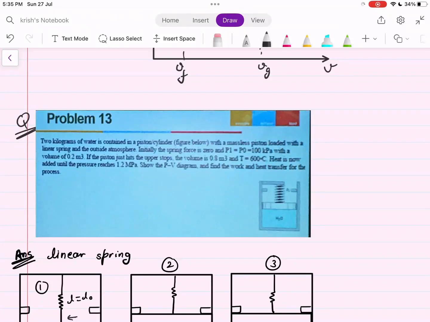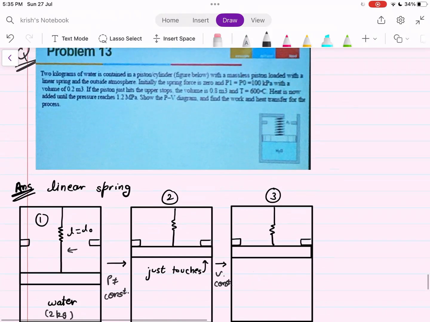Okay, so this is the last question before we do the lecture on specific heats for solids and liquids. This is my third attempt solving this question because it's so tricky. So I would like you to pay attention.